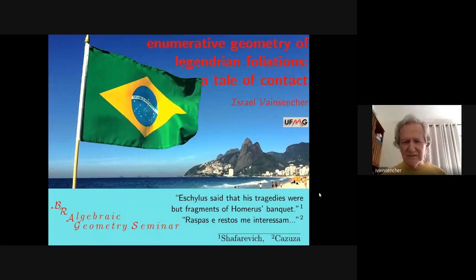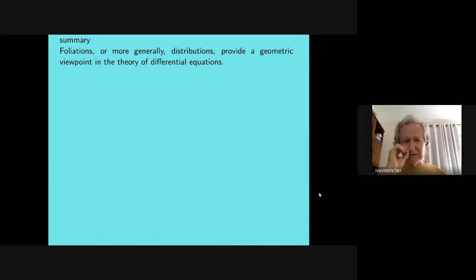Okay. So I'll be talking about enumerative geometry of the so-called, not legendary, but Legendrian foliations. And it's a tale of contact. So let me start by recalling to people who are not specialists, as myself, what is understood by a foliation, specifically in this talk.